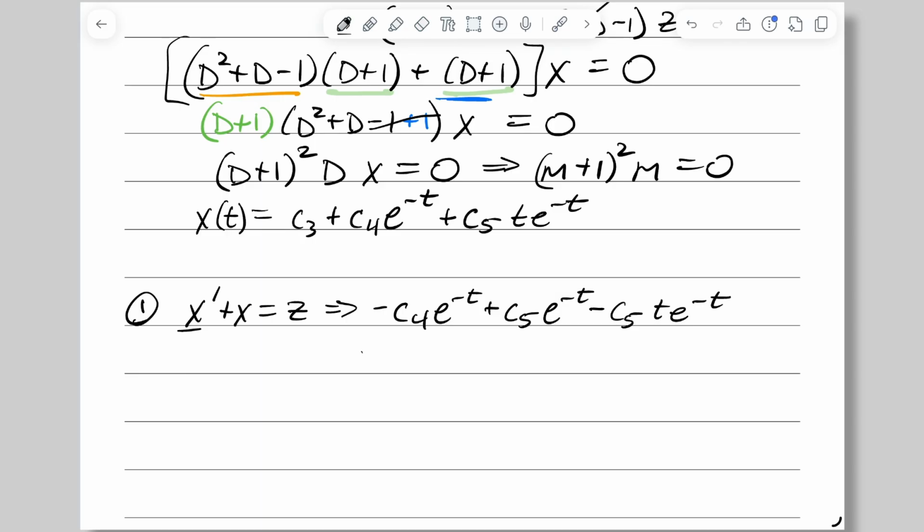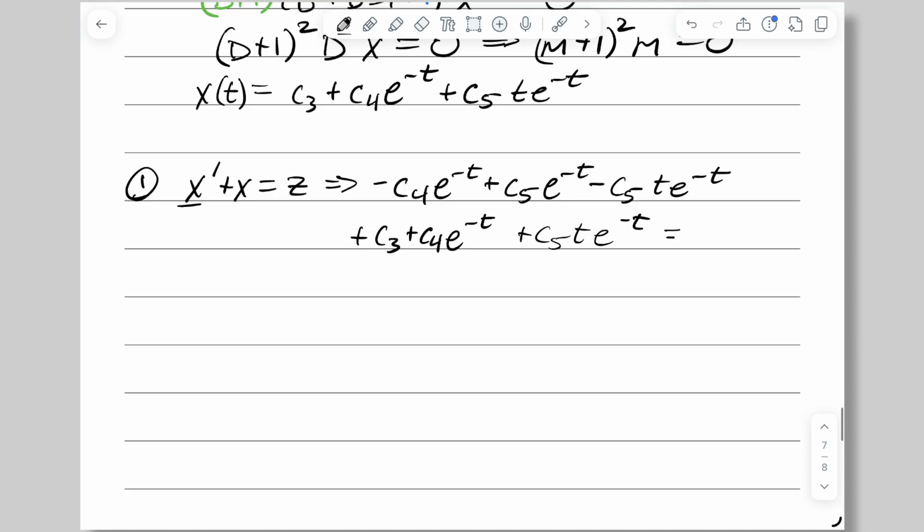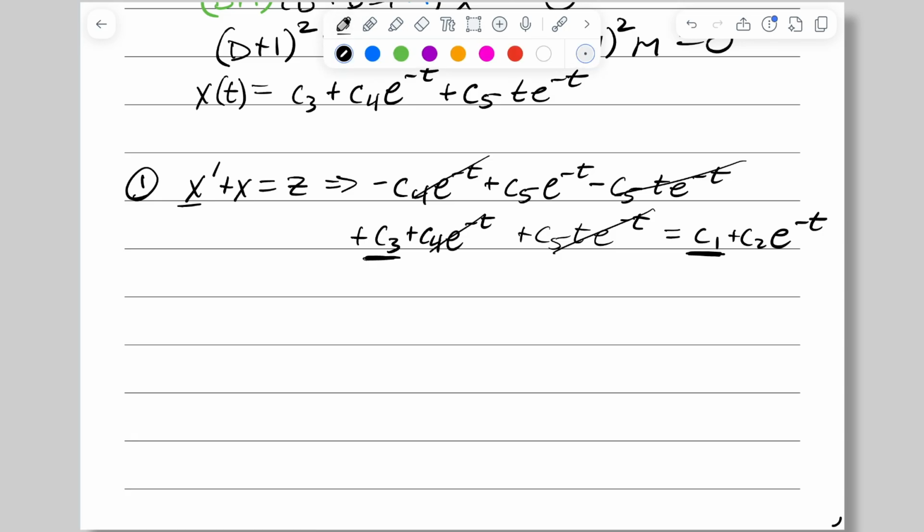Continuing on, plus x is going to be plus c3 plus c4 e to the -t plus c5 t e to the -t. And on the right-hand side, we have that equals z. z was c1 plus c2 e to the -t, excuse me. And we have some things that are going to drop out here. c5 t e to the -t shows up in a positive and negative form. c4 e to the -t again subtracts out. And we do have on the left-hand side a c3 and on the right-hand side a c1 for constants. Therefore, we know that c3 is equal to c1.